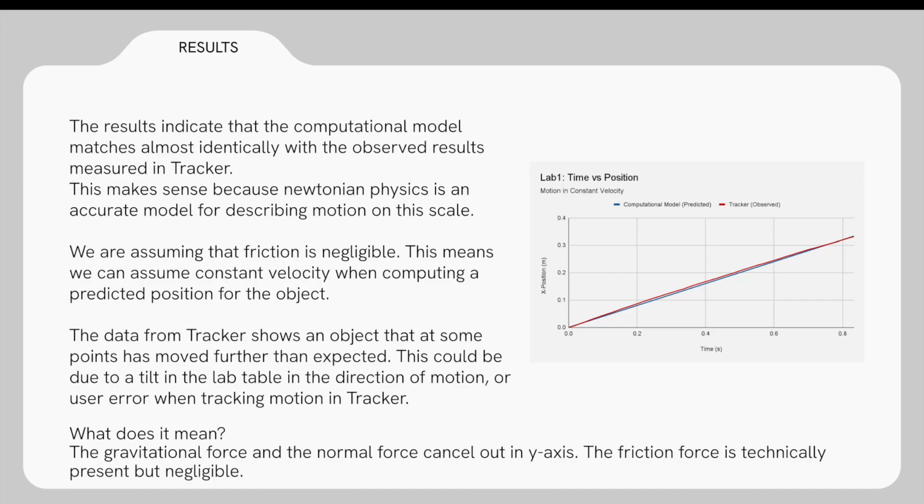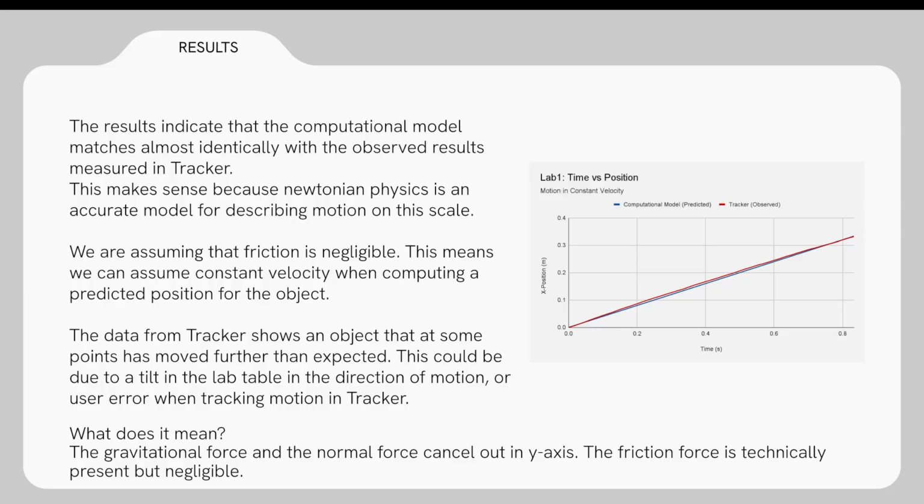Again, since friction is negligible, we know that the gravitational force and the normal force have already canceled out in the y-axis. So the net force acting on the object is 0, which means there's no acceleration acting on the object and the velocity will stay the same. Now, the data from Tracker shows an object that at some point has moved further than expected, as we can see the red line is above the blue line at certain points in the graph. This could be due to a tilt in the table in the direction of motion or user error when tracking the motion in the Tracker software.